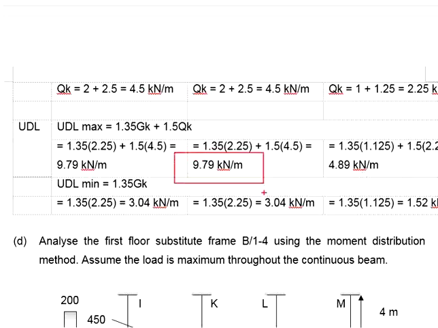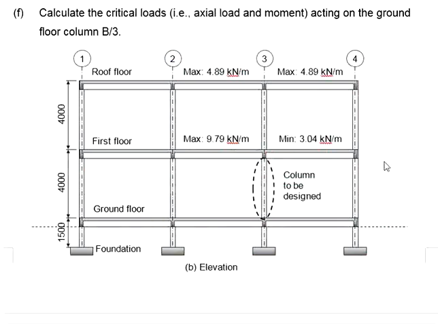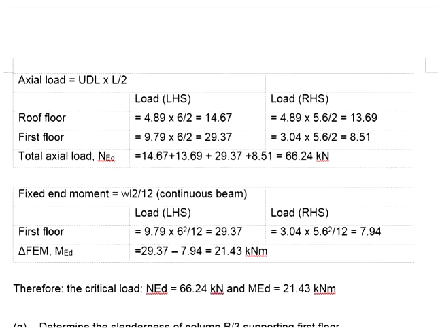You may use this value and present it in the form of a diagram. The loading on the roof is maximum throughout, whereas the loading at the first floor is maximum here and minimum here. Next, we're going to calculate the axial loads acting onto the column.